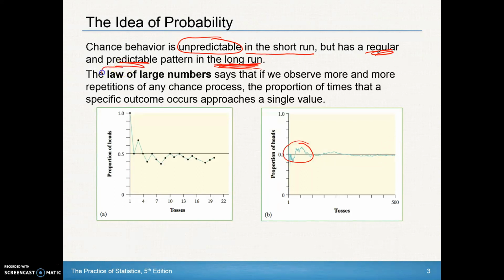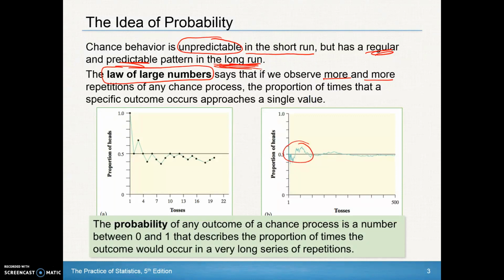The law of large numbers says that if we observe more and more repetitions of any chance process, the proportion of times that a specific outcome occurs approaches a single value. So in other words, the law of large numbers says the more and more we do something, the closer and closer it gets to the true probability, the true proportion.